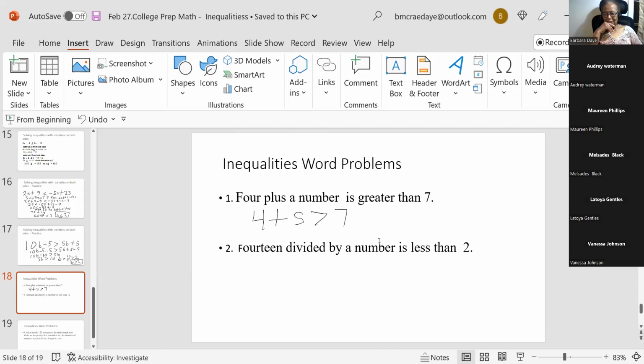Questions? So Miss, that is all you want, to translate the words? That's it. Now, most of the word problems won't be like that, but I just want you to be able to do them when you have to translate them from expressions to the inequality. Any questions on that first one? No, Miss. Next one. 14 divided by a number is less than 2. Mercedes, you want to try that one? Okay, 14. Tell me what to write.